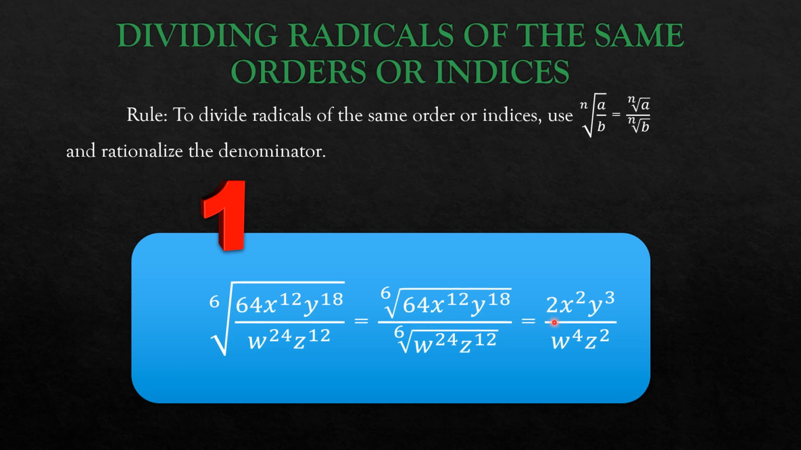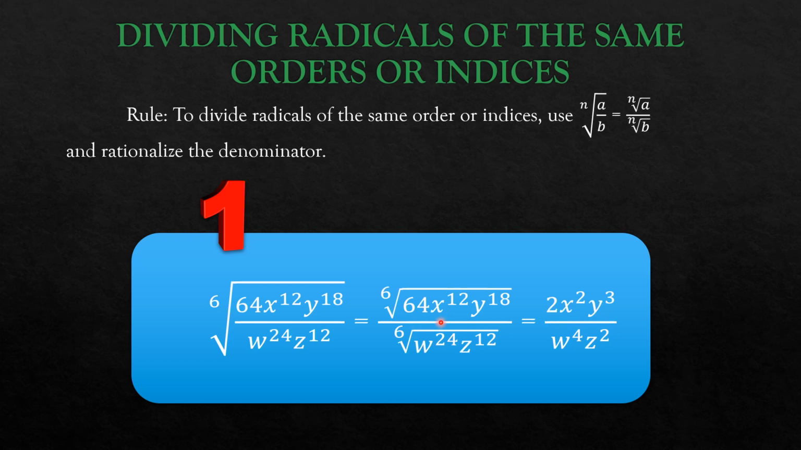Bakit po equal kay 2? Kasi ang 2 raised to 6 ay equal kay 64. Ibig sabihin, if you multiply 2 by itself 6 times, ang kalalabasan ay 64. That's why, ang 6th root ni 64 ay 2.